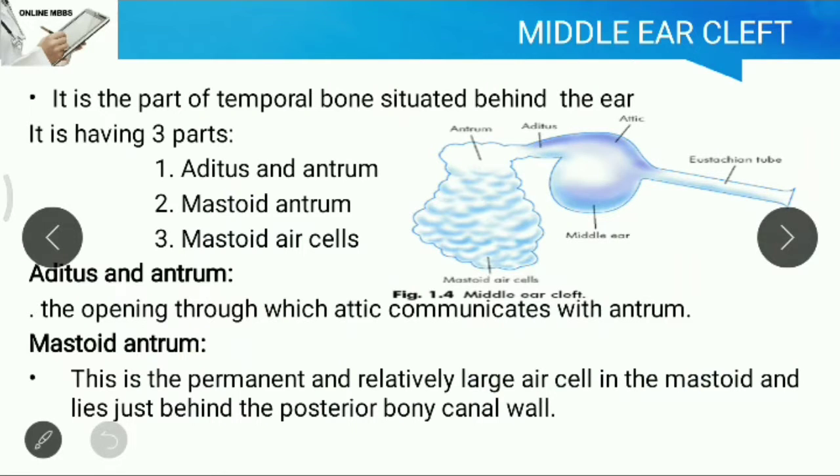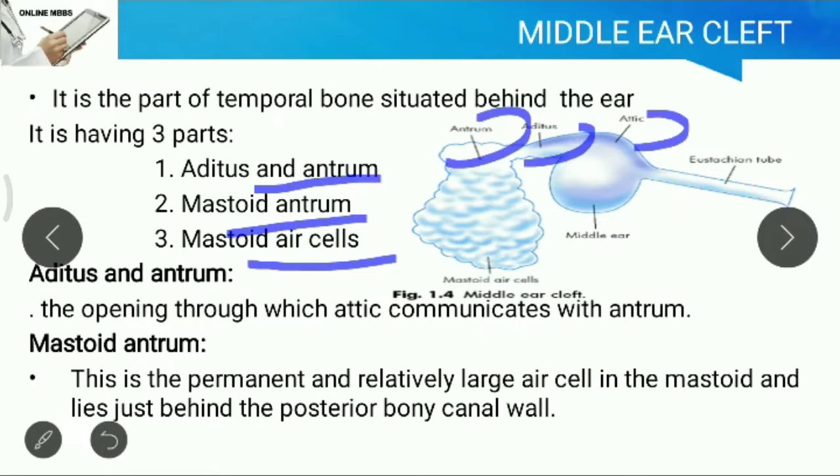Middle ear cleft. It is the part of temporal bone situated behind the ear. It has 3 parts: attic, aditus and antrum, mastoid antrum, and mastoid air cells. You can see here in this picture attic, aditus, and antrum. Aditus ad antrum is the opening through which attic communicates with antrum. Whereas mastoid antrum is the permanent and relatively large air cell in the mastoid and lies just behind the posterior bony canal wall.